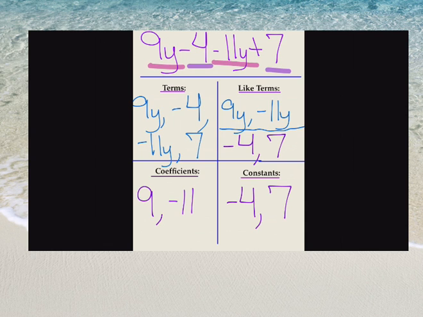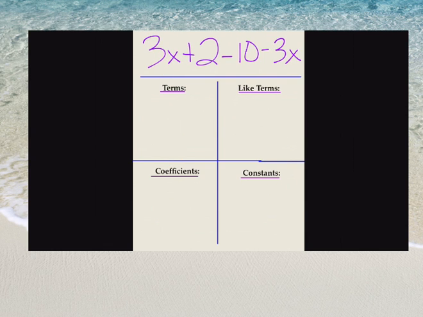We're going to try one more together. 3x plus 2 minus 10 minus 3x. Once again, let's start by listing our terms. We've got 3x, 2, -10, and -3x. Okay, a total of 4 terms.